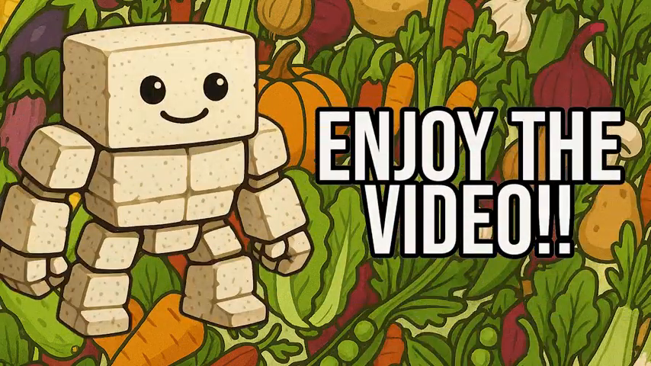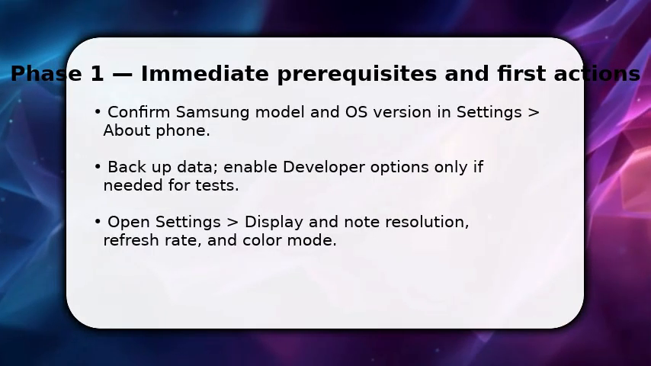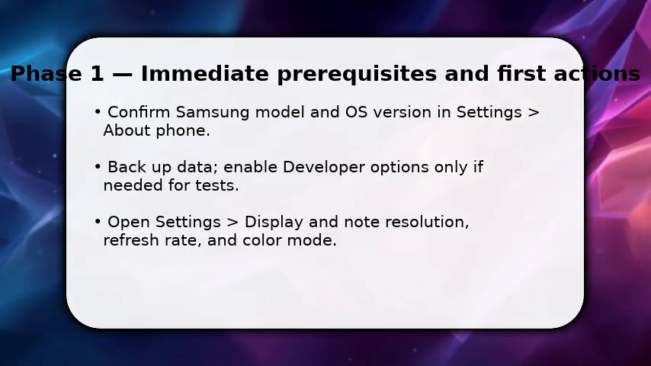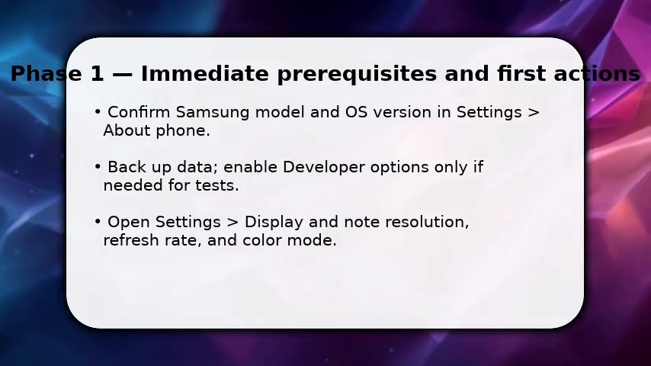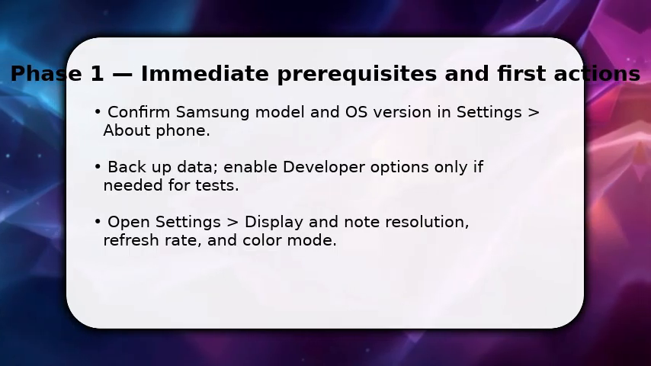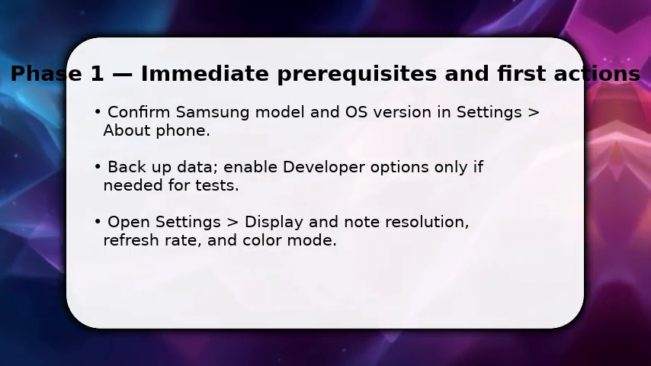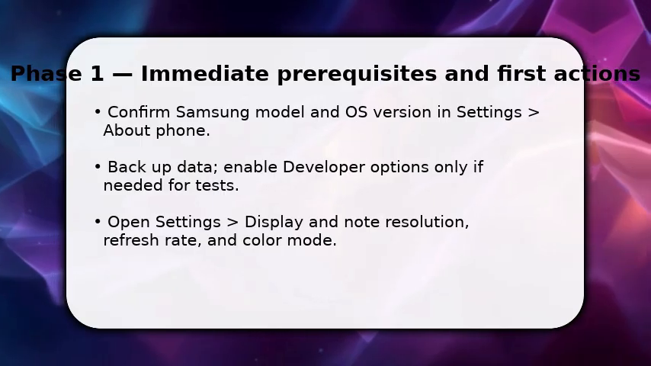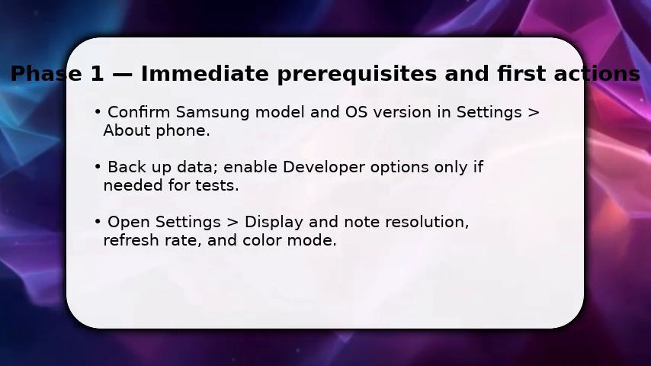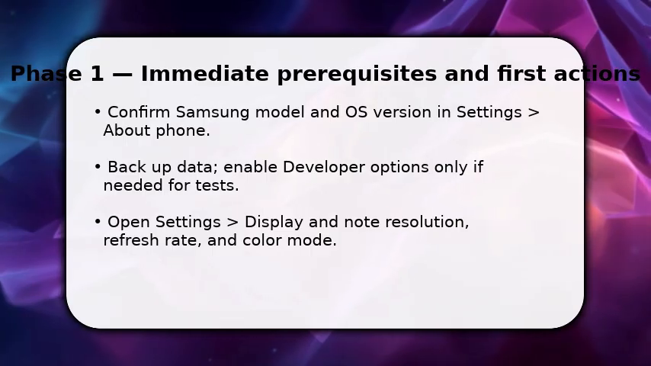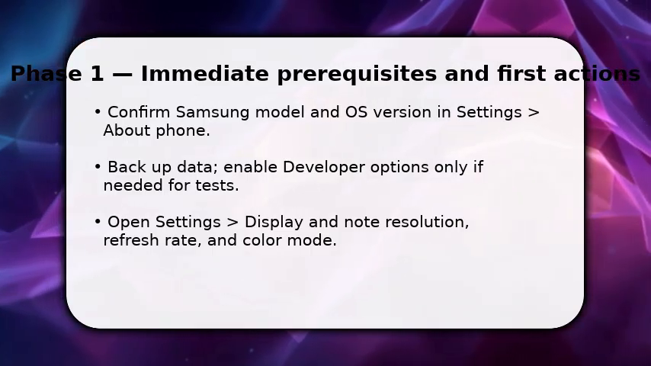Please enjoy the video. You start by identifying the exact Samsung model and Android version so you test against the right specs. Once done, back up critical data and avoid needless resets. Open Settings, go straight to Display, and record current screen resolution, refresh rate, and color mode. These are your baseline numbers.